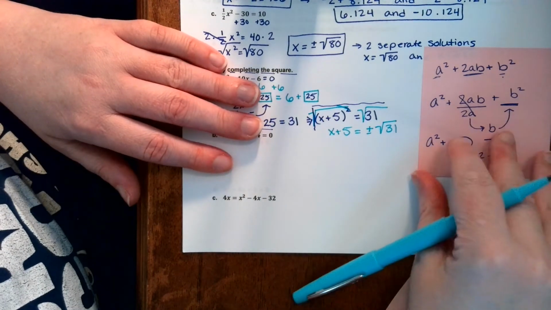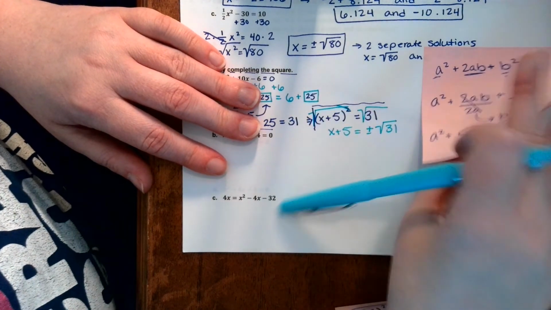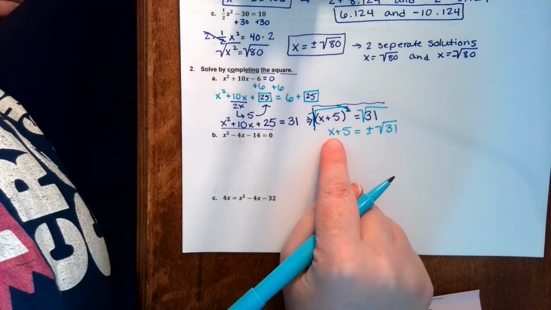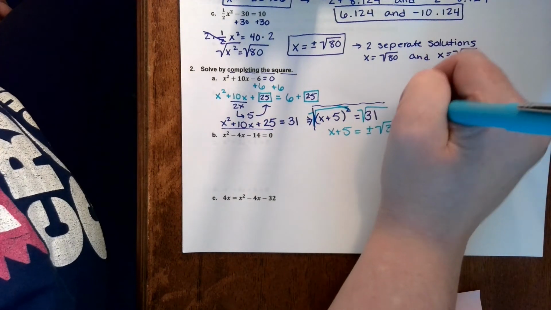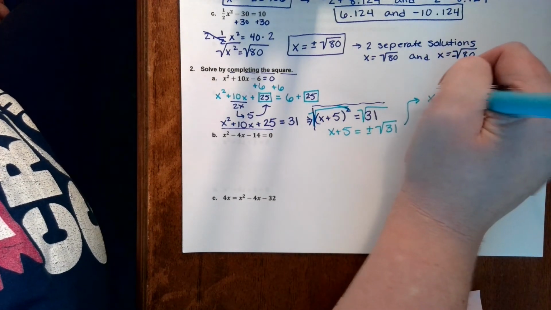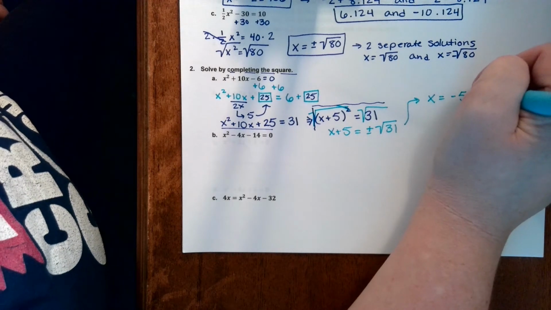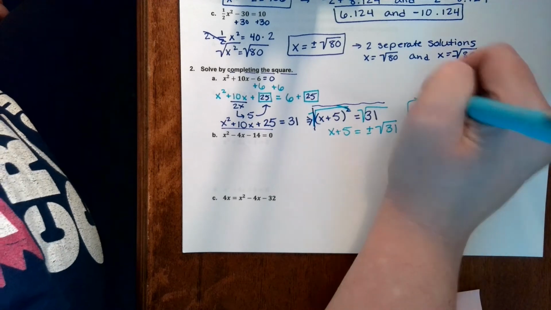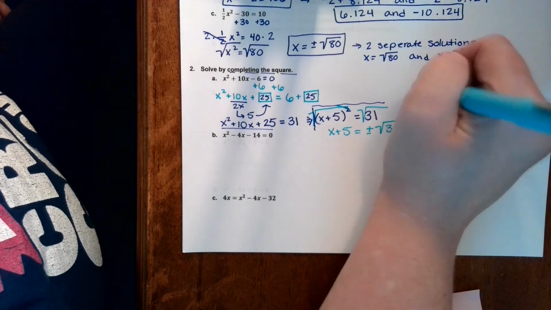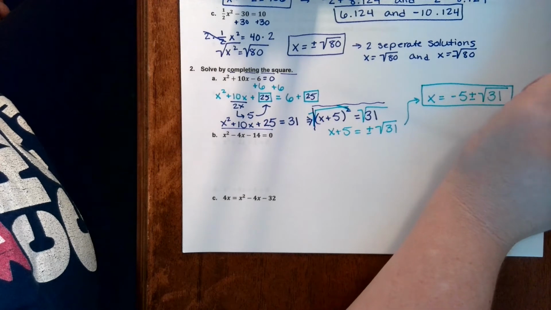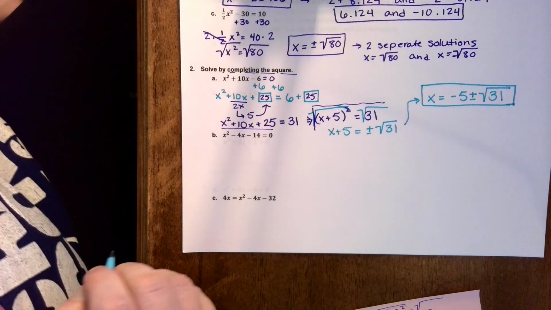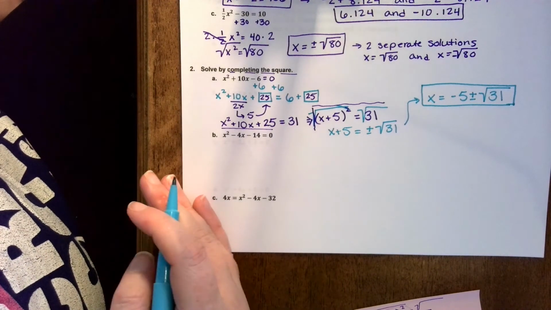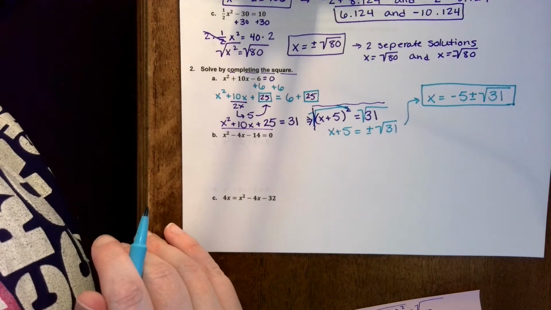Okay, I'm going to move this. So it's taking up a lot of room. Okay, so then to get x by itself, we're going to subtract 5 from each side. And x equals negative 5 plus or minus square root of 31. And that's it. So it's weird. It's not super difficult, but it is a little weird.